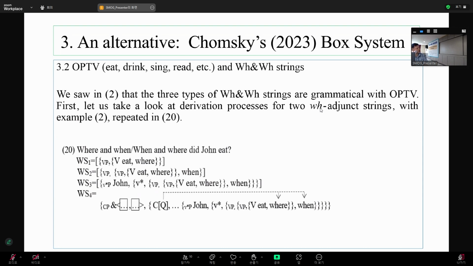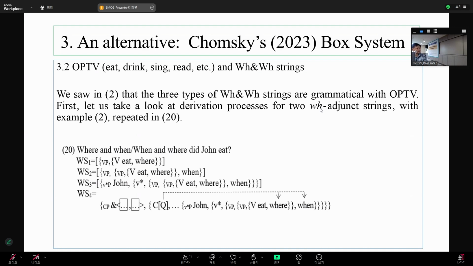First, this one. Where and when, or when and where did Sean eat? This is grammatical. Possible, acceptable. Okay, let's go into details. First, this verb eat will be merged with the direct agent where. Next, again, this direct agent will merge with the existing VP. So we have 2 large VPs. The other is the same.